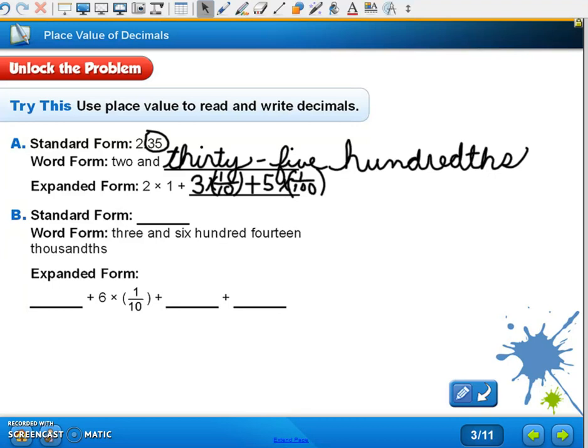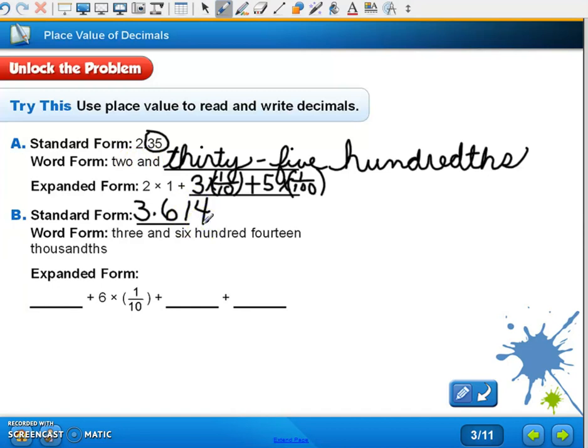Okay, this next one, they still are going to have us write it in those 3 forms, standard, word, and expanded, but this time the only one they give us the whole thing of is the word form. So let's read this together. 3 and 614 thousandths. So as you're saying that, you're going to go 3, okay, and what do we do where the and is? For decimal. And 614 thousandths. There it is.